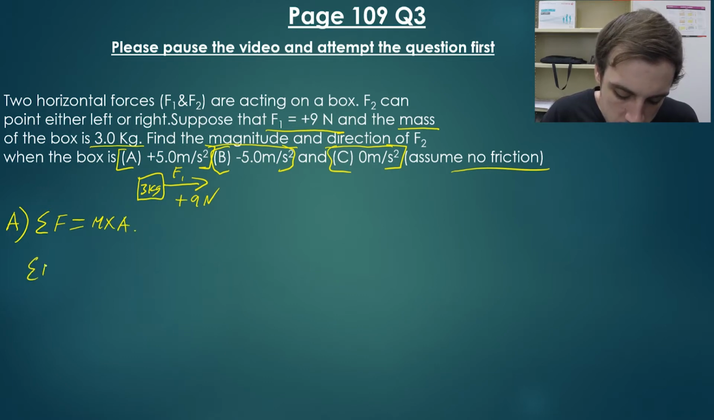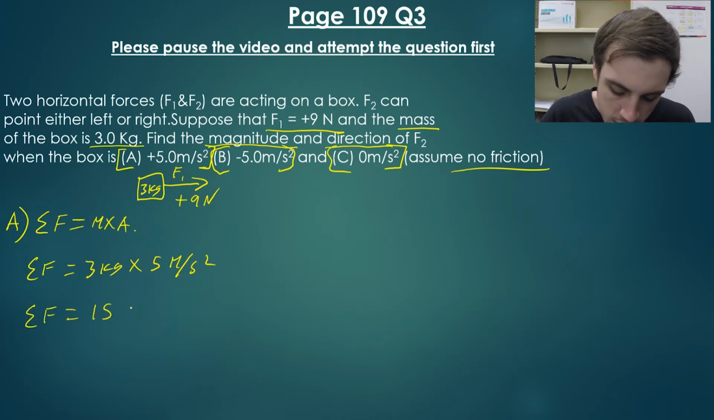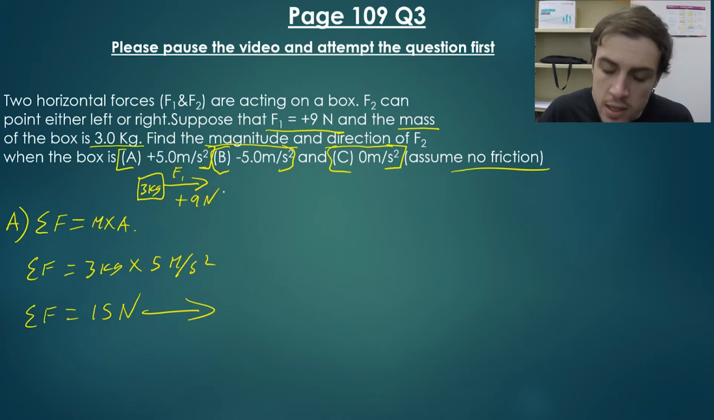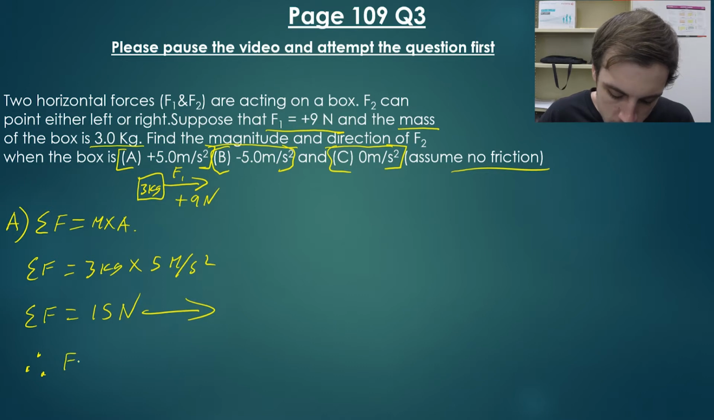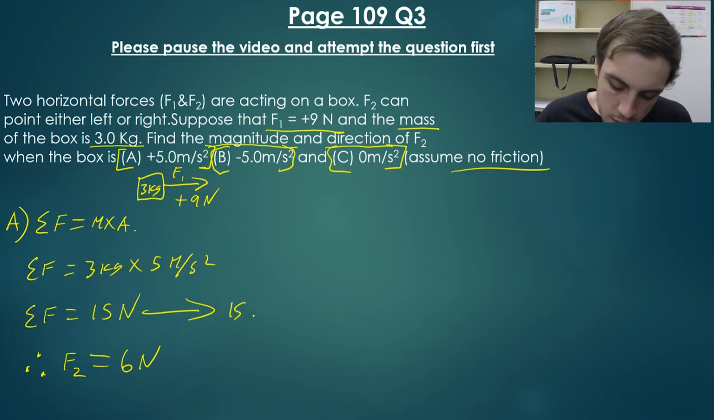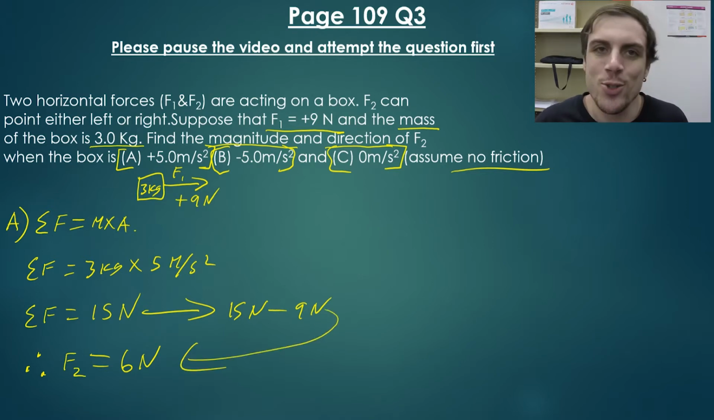So the sum of the forces is the mass, which is 3 kilos, times acceleration, which is 5 meters per second squared. So 5 times 3, it means the sum of our force is equal to 15 newtons in the right direction. Now, we know that F1 is giving us 9 newtons. So that means that F2 is going to equal 6 newtons. So 15 minus 9 newtons, which is F1, is going to give us 6 newtons.